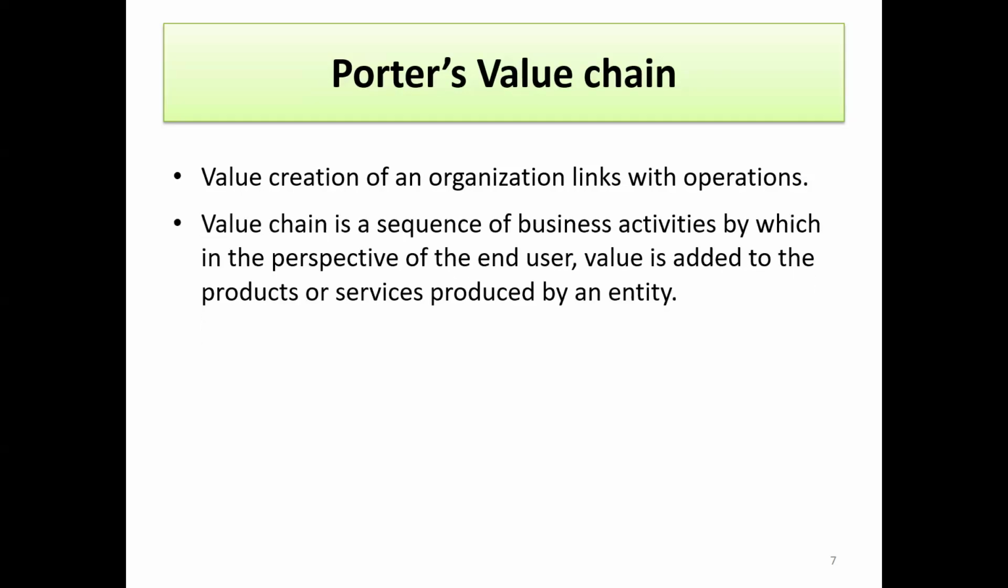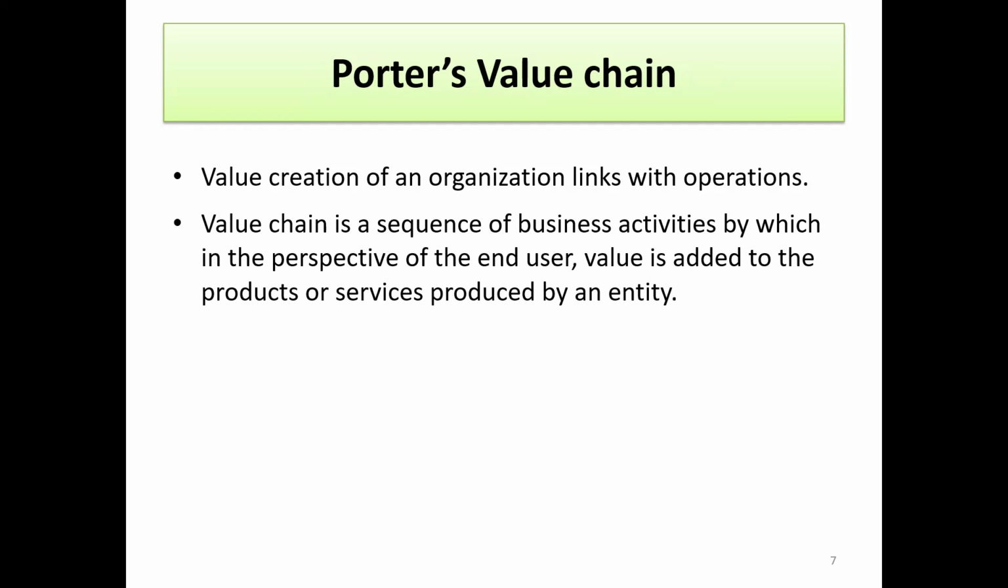Value chain is a sequence of business activities by which, in the perspective of the end user, value is added to the products or services produced by an entity. Those are the most important words here. Sequence of business activities. Basically, those business activities are categorized into two categories, primary activities and supporting activities. We'll see. Not from the angle of the business, but from the perspective of the end user.